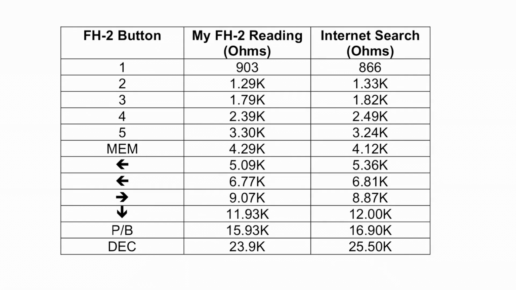So here's the table. On the left the buttons, down the middle my readings from my FH2, and on the right some results I found on the internet. You can see the sort of similar results, but there are differences, and I think, as I said, tolerances allow for a bit of plus or minus when you build yours.